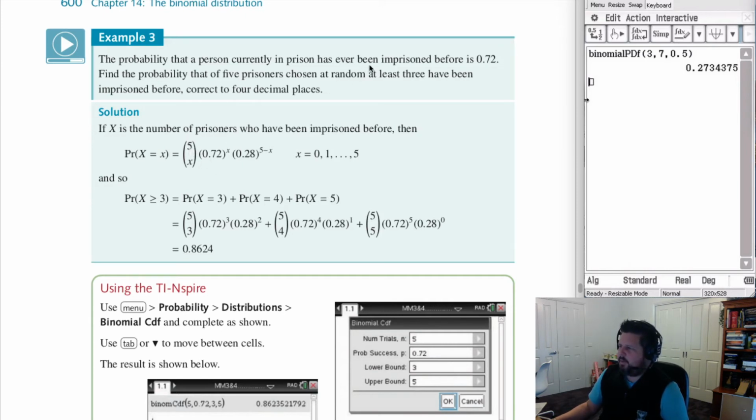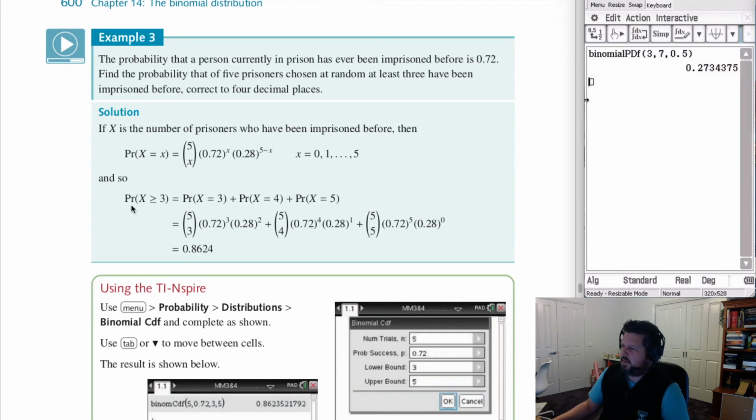The probability that they have been in prison before is 0.72, and obviously 1 take away the probability of them being imprisoned. 1 take away 0.72 is 0.28. We're plugging those values into the formula there. Now, the next part of this is we're looking at choosing at least 3 to see if they've been in prison before.